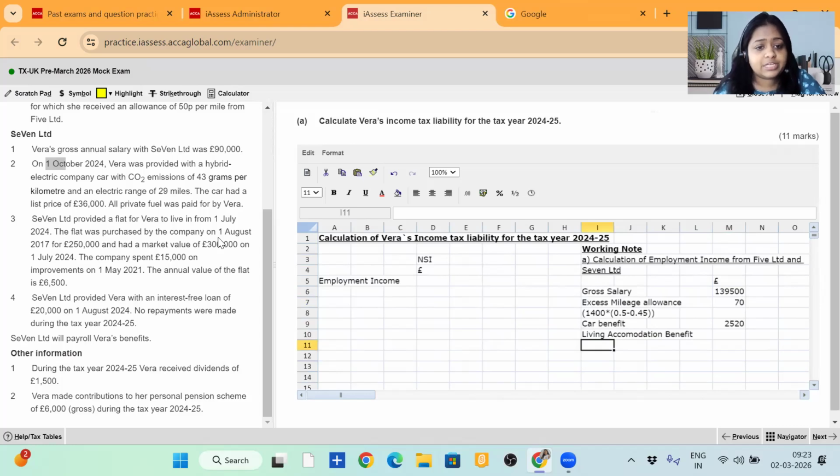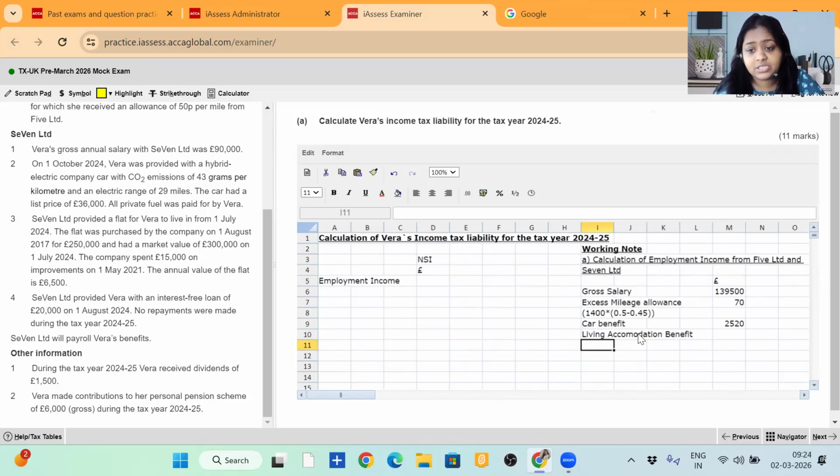The flat was purchased by the company on 1st August 17 for 250,000. That is not important for us. And it had a market value on 1st July 24. So we will take the market value on 1st July 24 as 300,000. Okay, now let's do the calculations.